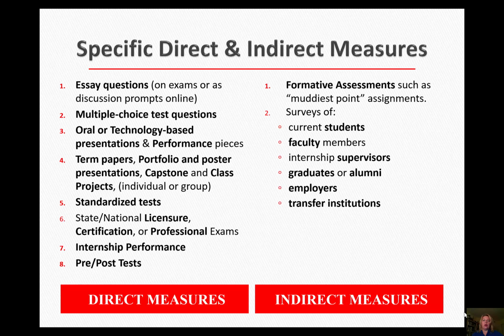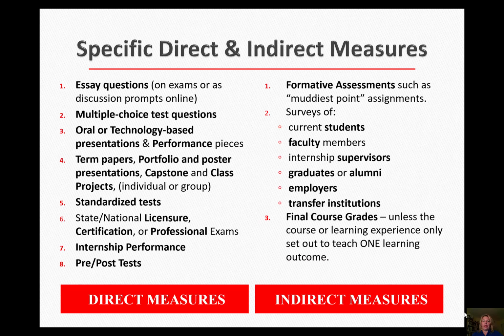Maybe a school wants to know how well their graduates in general do when they transfer to work for Boeing or Google or a particular university. They don't know specific learning occurred through that, but they can get a sense for how professional they are or how well they are received within that employer's context. Final course grades are indirect measures, unless the course or learning experience only set out to teach one learning outcome. We'll talk a little bit more about that in a minute.